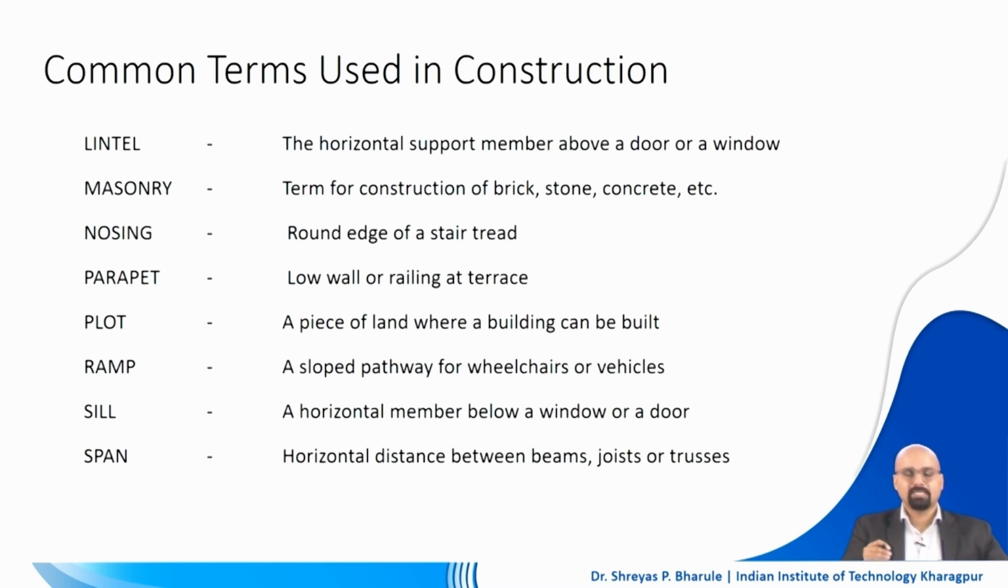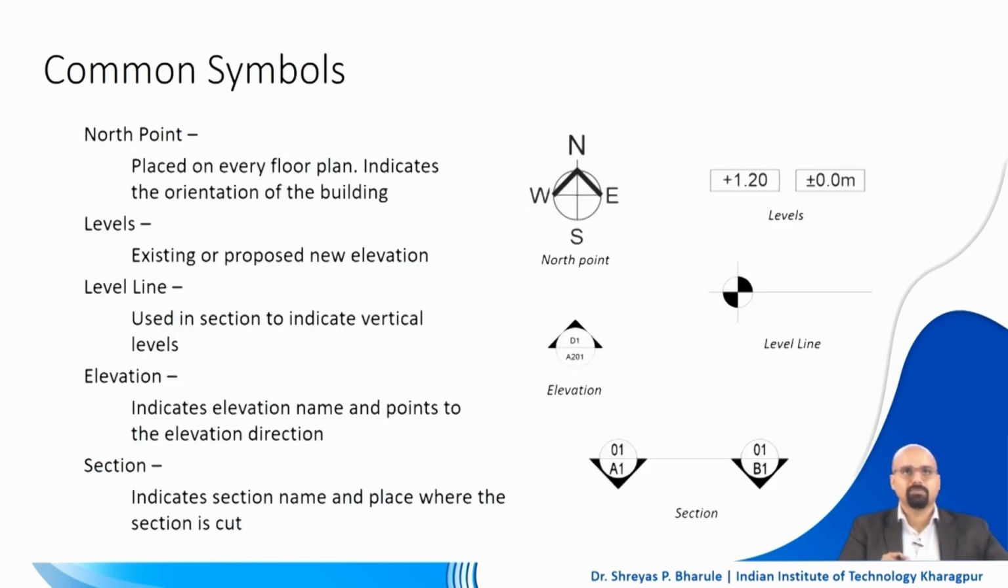The nosing is basically the tip of your staircase tread. The parapet is a low wall or a railing on the terrace, right. A plot is a piece of land. A ramp is basically a sloped pathway for wheelchairs or vehicles. So all of these terminologies are to be mentioned in capitals wherever you are describing a certain feature in a drawing, right. So next is sill, a horizontal member below the window or a door, and span is the horizontal distance between the beams, joists or trusses, right. So these are the typical terminologies which we use, right.